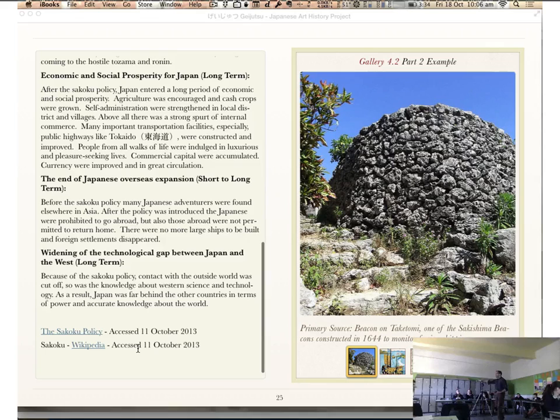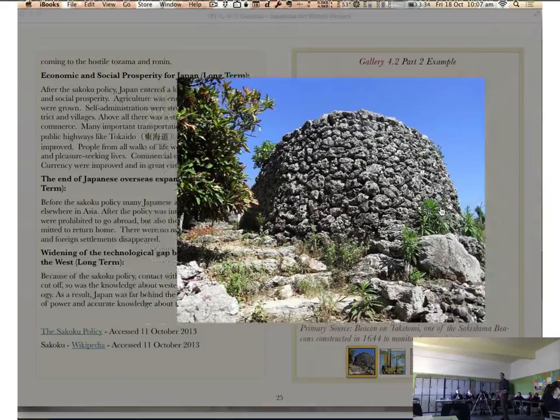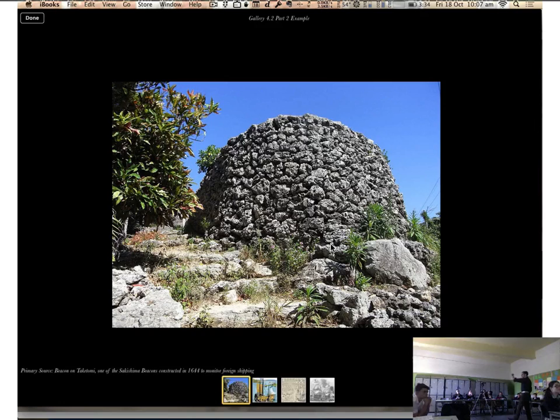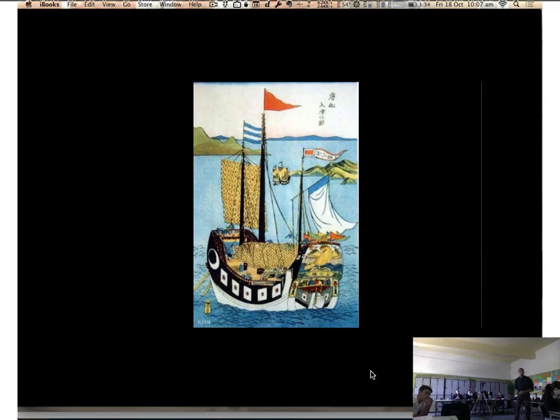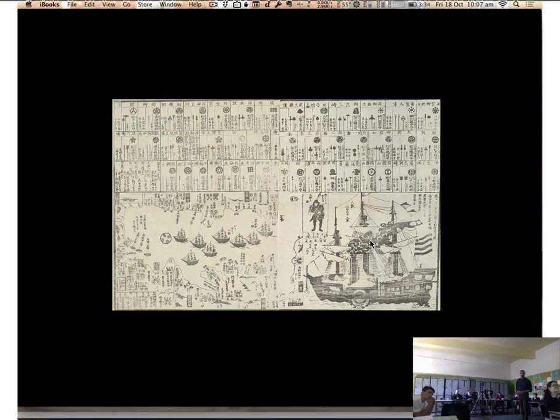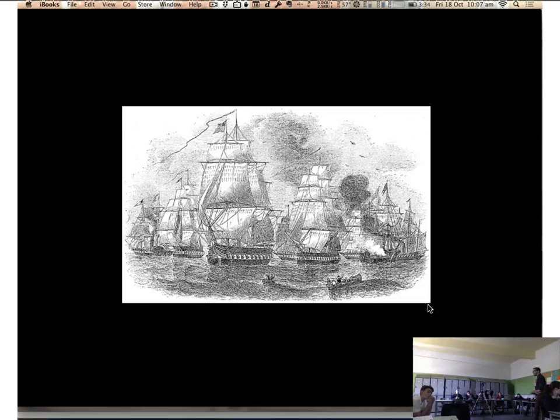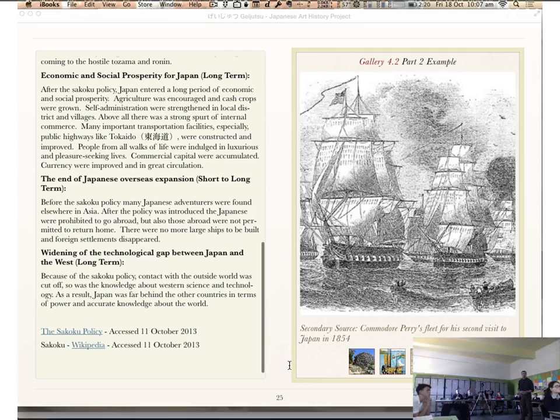All right. And then finally, guys, I've got some primary and secondary sources. So here's a primary source. This is one of the towers that they used to sit in and make sure they could see everyone coming in so no one would come into their country. I've got an image, a woodblock print of one of the final ships, so that'd be a primary. I've got a newspaper article, and then I've got an image of this fleet arriving in Japan. This is where they ended this closed-country policy. These English guys came in, and you'll discover the story later. So that's a secondary source. That's an example of part two.